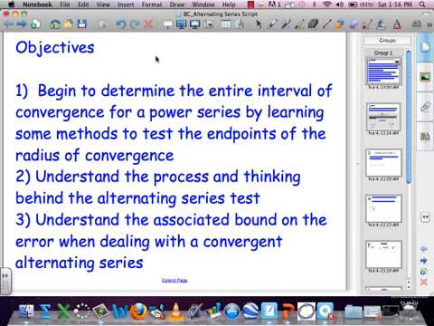And in this particular case, when we truncate a series that's alternating, we will know how accurate our estimate is, or at least put a bound on how accurate our estimate is. So that's kind of a neat deal here. I want you to understand the thinking process behind that.